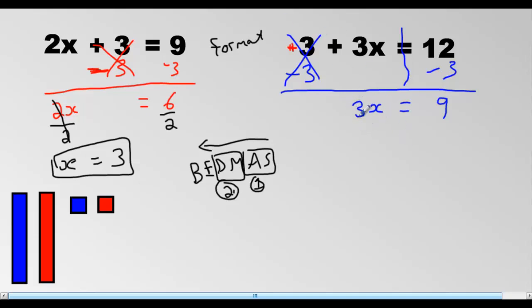Now it's a one-step problem. We have 3 and x being multiplied, so we'll rip them apart with division. They cancel out. 3 divided by 3 is 1x, and equals 9, right? Wrong. You know what I forgot here? I forgot to divide, monkey see, monkey do. Divide this by 3, you gotta divide that by 3, and then you get x equals 3. Beautiful thing. That's the exact same answer we got over here. Interesting.